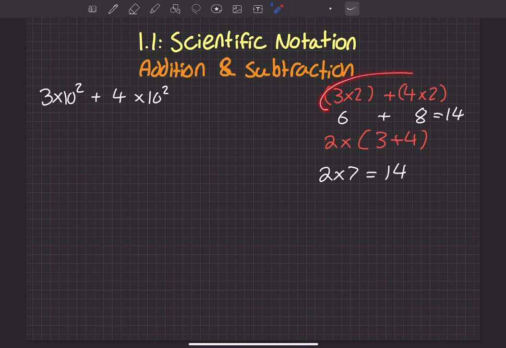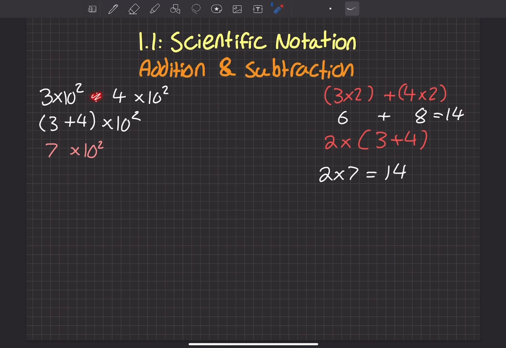So basically, this can be written as this. If they're multiplied by the same number, you can bring that number outside and add the two numbers normally. So we can do that here, where since they're both being multiplied by 10 to the power of 2, we just bring that 10 to the power of 2 outside and add the two numbers normally. So then we'll have 3 plus 4 times 10 to the power of 2. And that will just give you 7 times 10 to the power of 2.